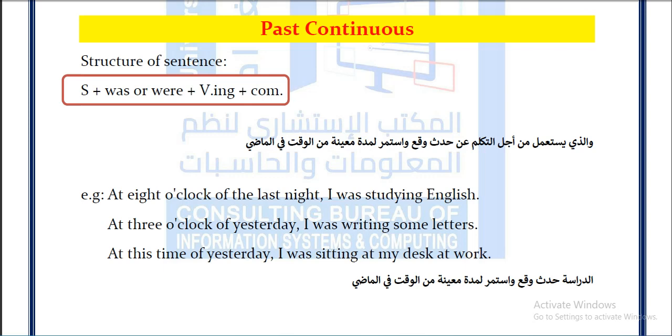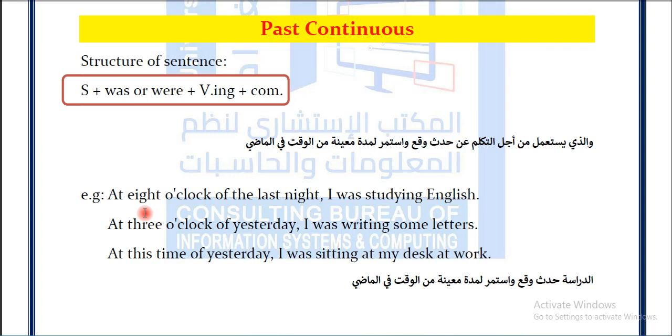Okay, the structure here, what do we have? We have subject, we have auxiliary, was or were, plus verb with ing plus complete sentence. The past continuous, we use it when we talk about something that happened at some point in the past. For example, when we say, at 8 o'clock last night, I was studying English.